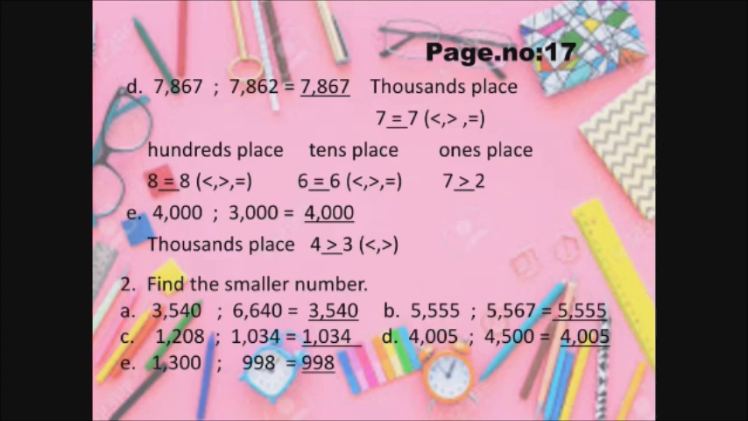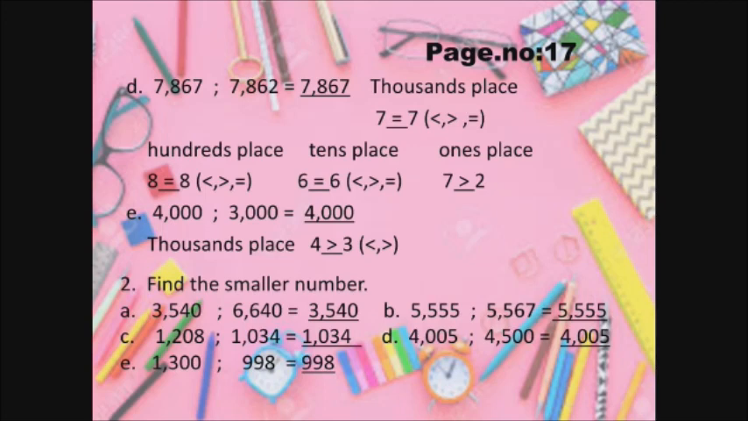Next, in the hundreds place, both the digits are equal, so we have to put the equal to symbol. Next, in the tens place, the same digit again, so again the equal to symbol. Next, in the ones place, 7 and 2 are given. So 7 is greater than 2, and we have to put the greater than symbol. Next, see the E sum, 4000 and 3000. So 4000 is the greater number.